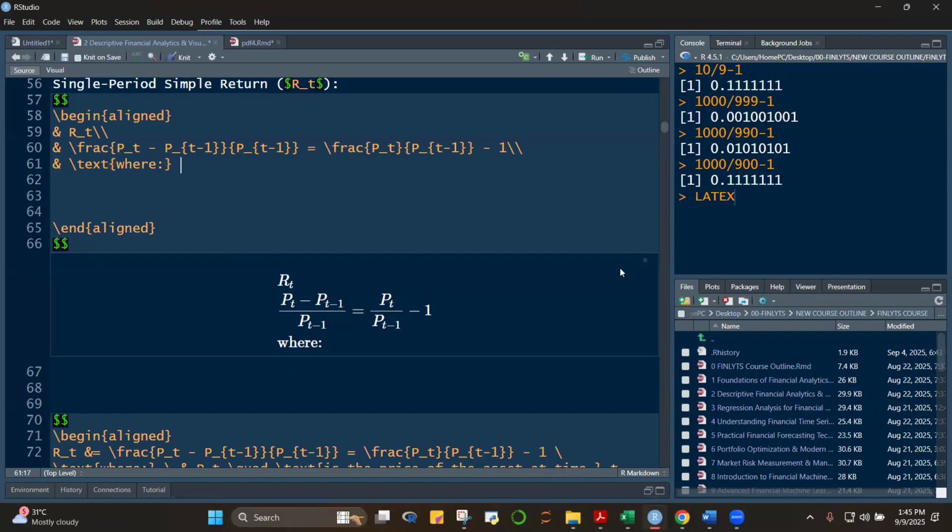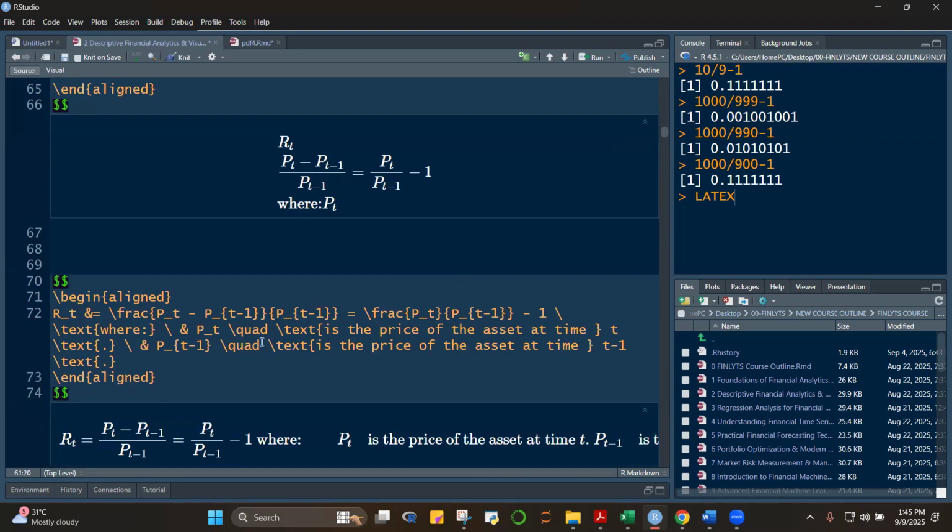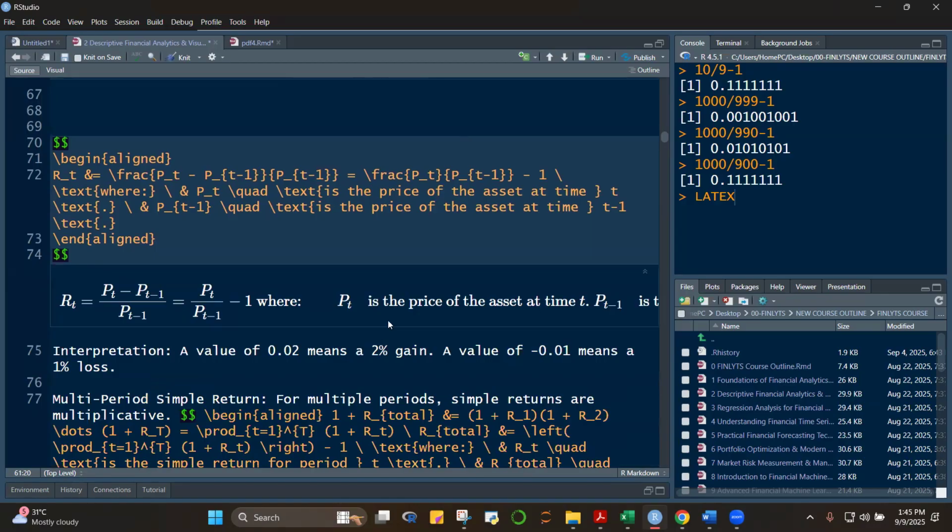So how do I write P sub t? Then it's not a text, P underscore t. P underscore t, class. Notice that it's close here. I'll tell you later how we can arrange this. Where P sub t is what, class? Where P sub t is the price of the asset at time t.